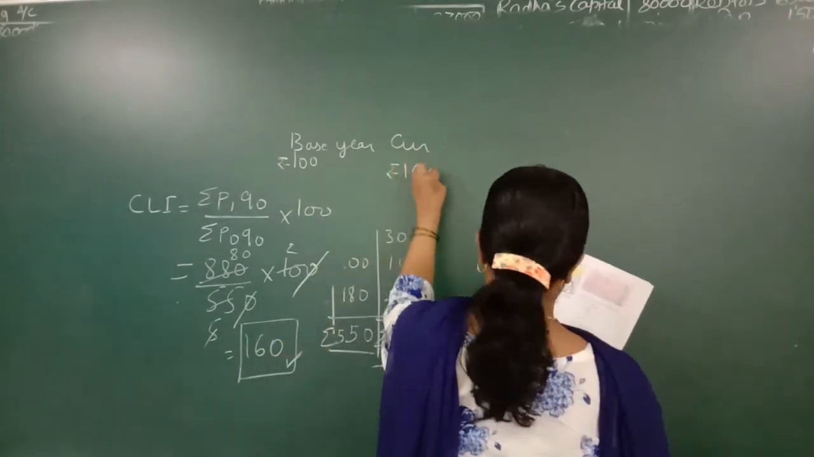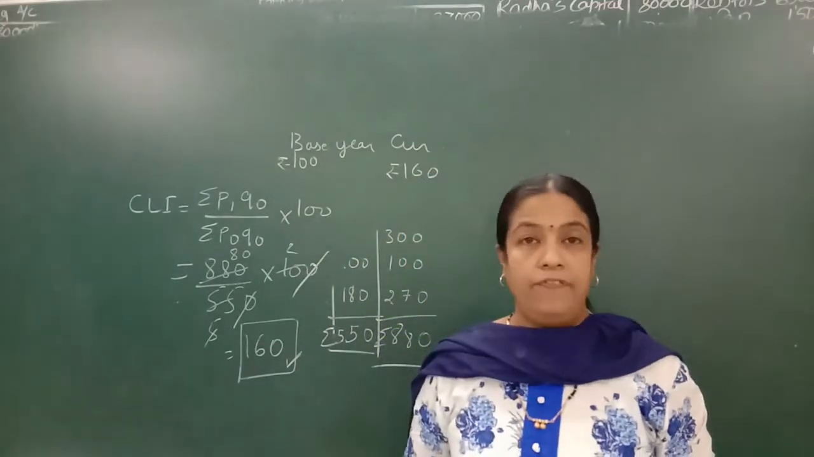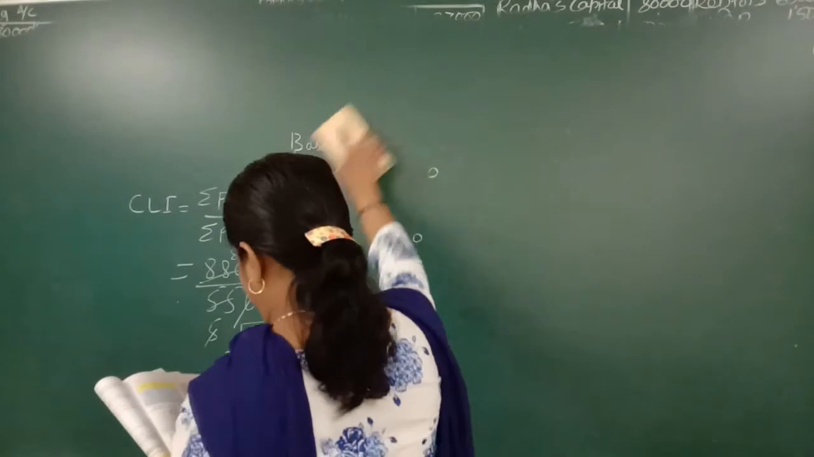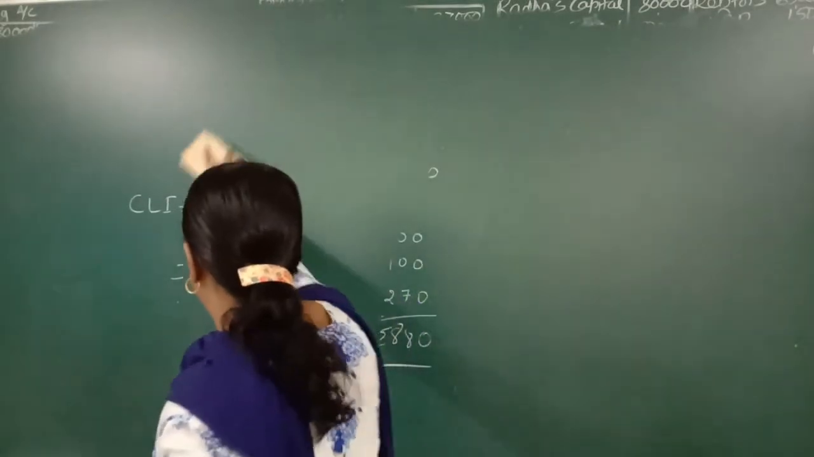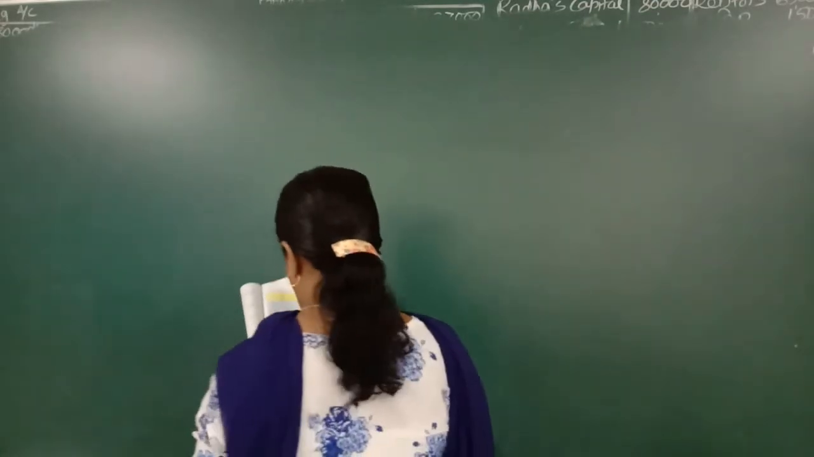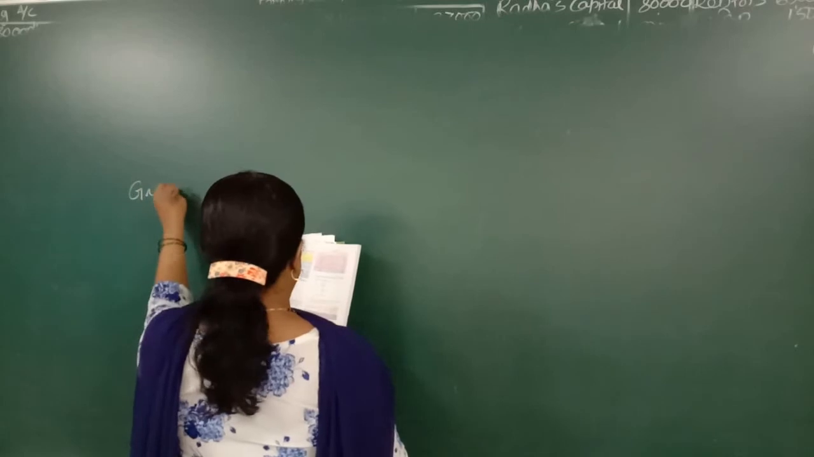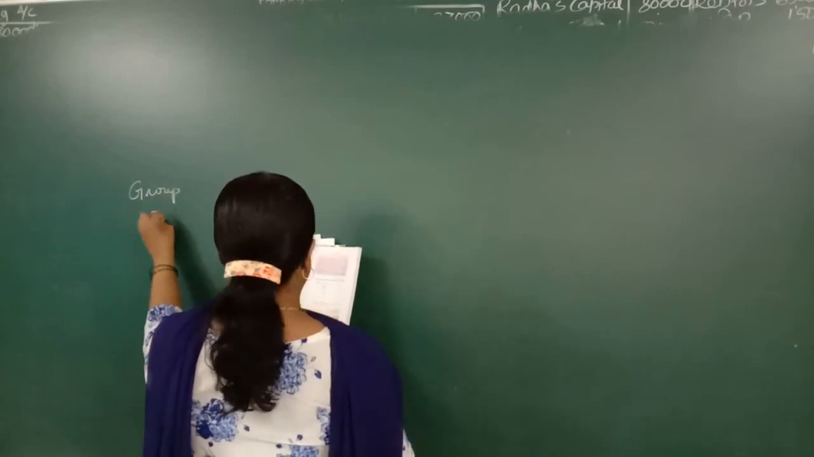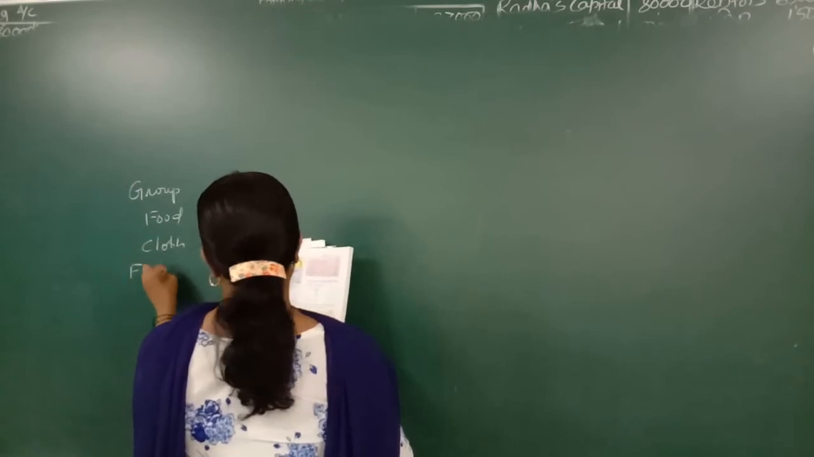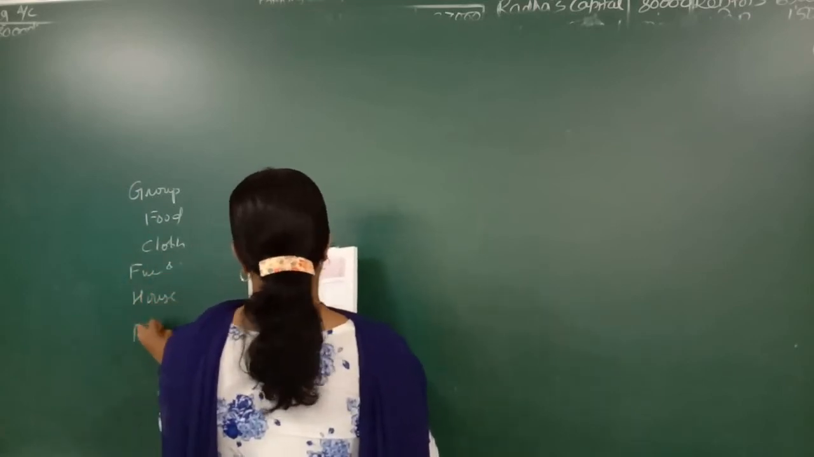It should be rupees 160 to cope up or to maintain the standard of living. Got it? Now, next. Again, group: food, clothing, fuel and lighting, house rent, and miscellaneous.